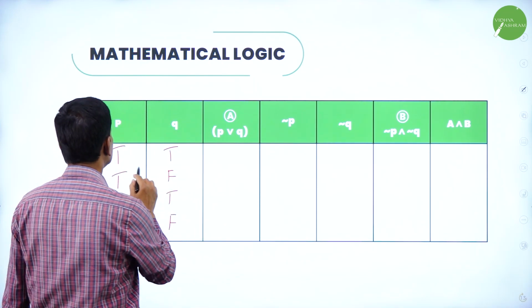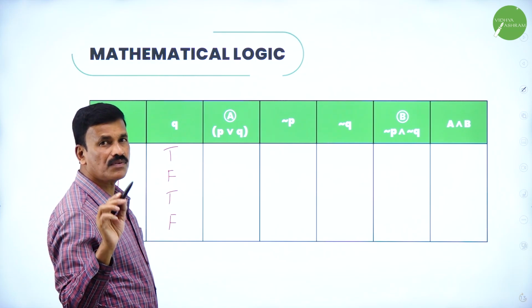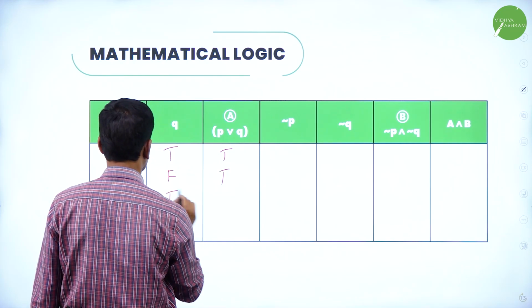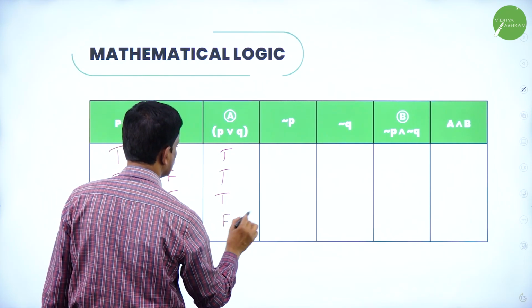Write down the disjunction. Disjunction means false and false is false. In all other cases it is true. True and true is true, true and false is true, false and true is also true, and false and false is false.